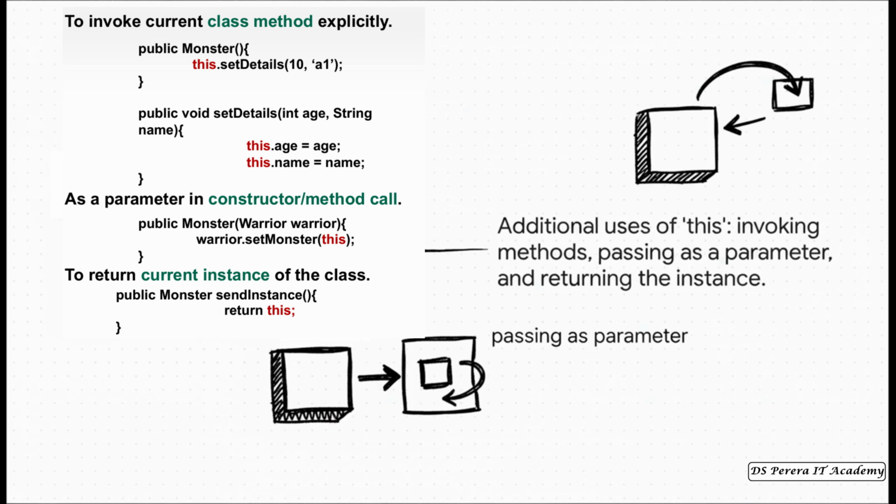This is really useful. Imagine an object needs to tell another object, hey, here I am. For example, a monster object could pass a reference to itself to a warrior object by calling a method like warrior.setMonster(this). This is how you build relationships between objects. And third, returning the current instance. A method can literally return the object it belongs to by using return this. You see this a lot in a design pattern called a builder, or for method chaining, which lets you call a bunch of methods on the same object in one clean line of code.